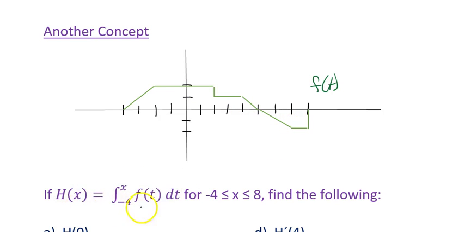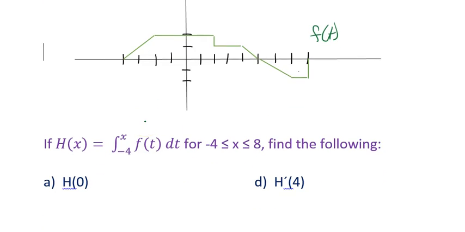Now, we are given this purple information here. It says if h of x is the integral from -4 to x of f of t dt for x from -4 to 8, find the following. So h is the integral of this graph. So we're thinking area. But this has a specific number, -4, and going to x. So what's going to happen is they're going to give us different x's, and we're going to figure out certain areas. So if we start here, I have h of 0.